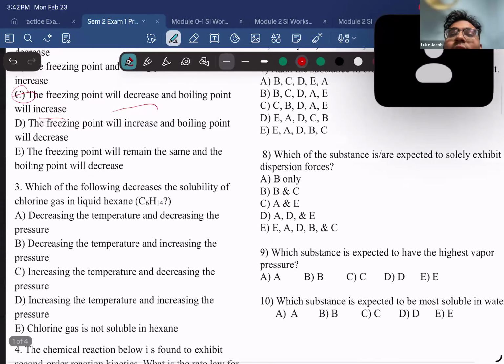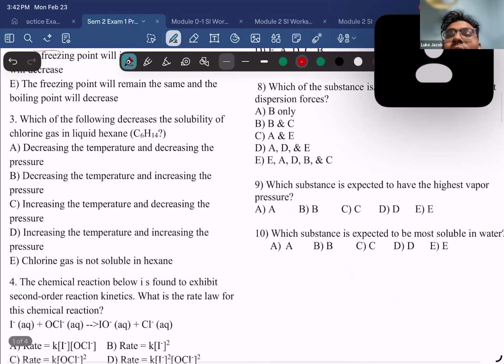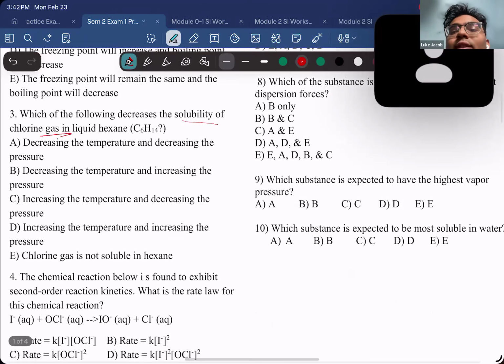Number three, which of the following decreases the solubility of chlorine gas in liquid hexane? So this is with a gas. What would decrease the solubility of gases? To increase solubility, you would increase pressure and decrease temperature. So the opposite is true: you need to decrease pressure and increase temperature. The answer would be C in this case.